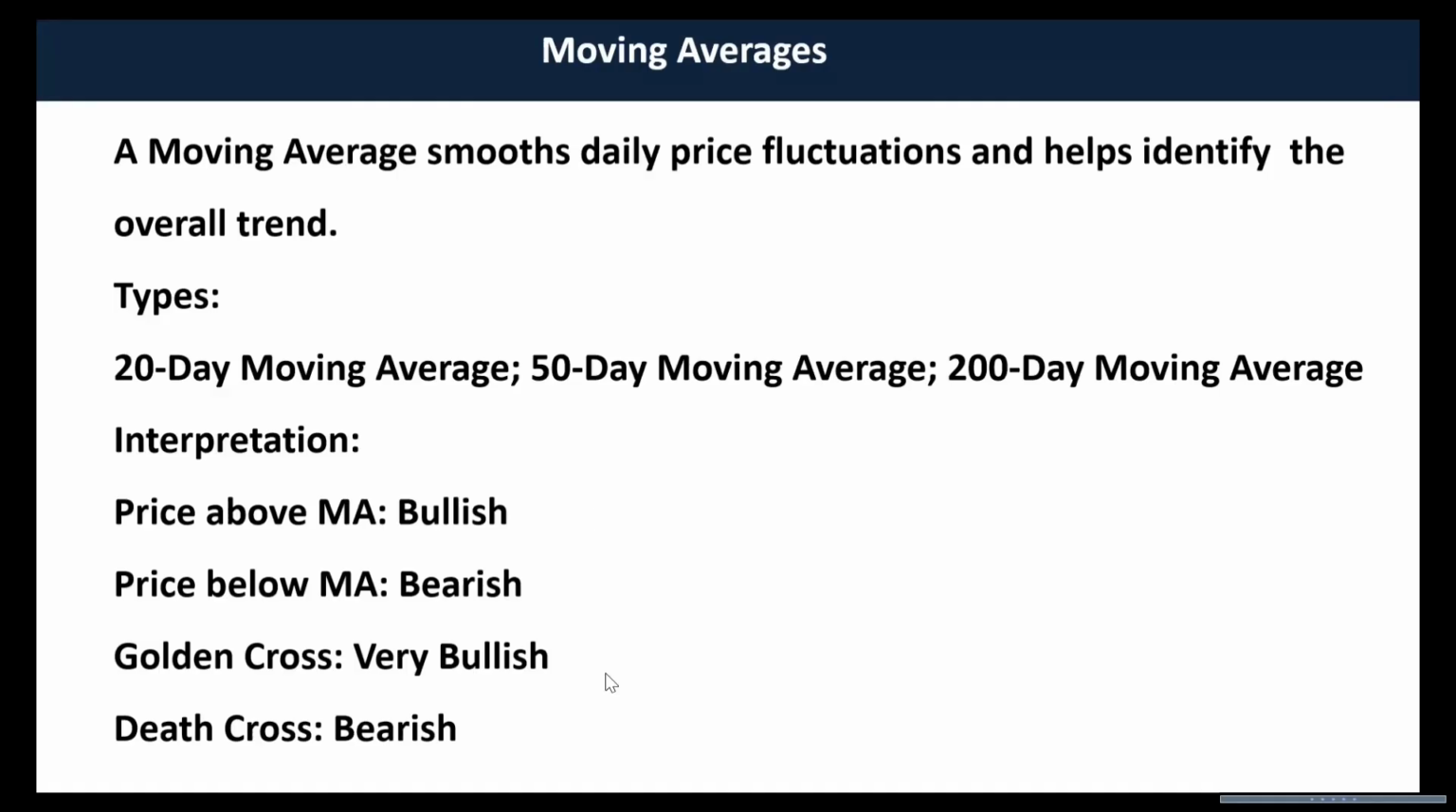That's why it is called what? Very bullish. Now coming to the fourth one, death cross. Death cross means what? Bearish. When the 50-day moving average moves below the 200-day moving average, it's called what? Death cross. This indicates what? It is increasing weakness.